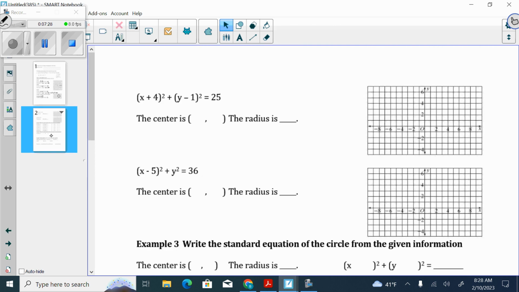All right, this next one says the equation is (x plus 4) and (y minus 1). So what's the center of this equation? Right, good. And what's the radius? 5. So I start by plotting my center point at (-4, 1), and then I'm going to go left, right, up, and down from my center 5.